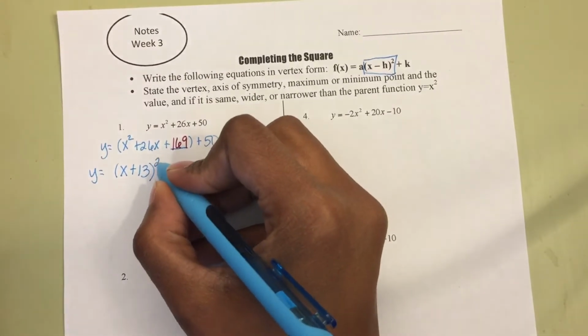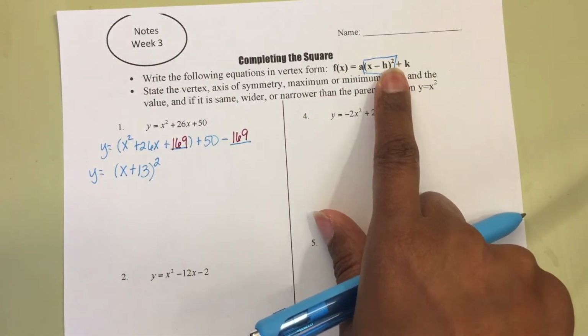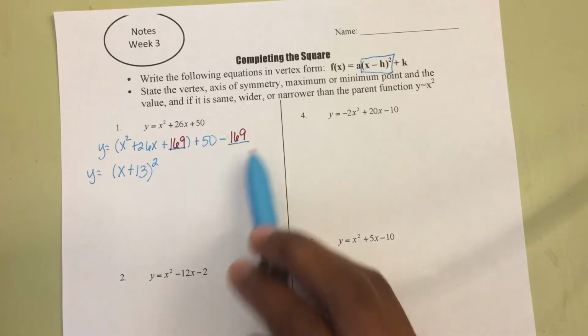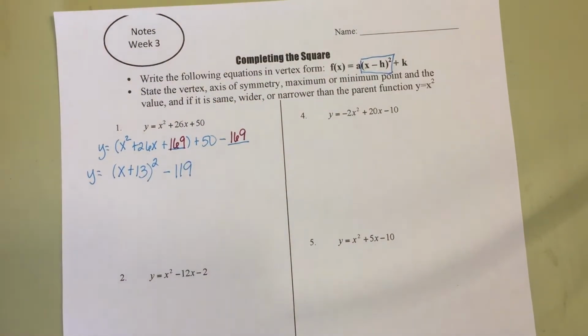Close parentheses, squared. The square goes on the outside, using the same exact part right here. Again, if we were to work this out and factor it, we'd get x plus 13, the quantity of x plus 13 times the quantity of x plus 13. Same answer twice, so I just make it squared. And then all you do is just type this part into the calculator, and so we get minus 119. So that is vertex form.